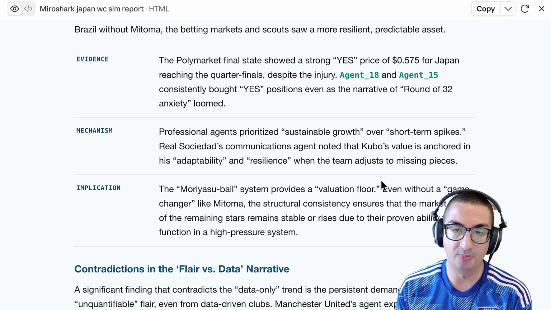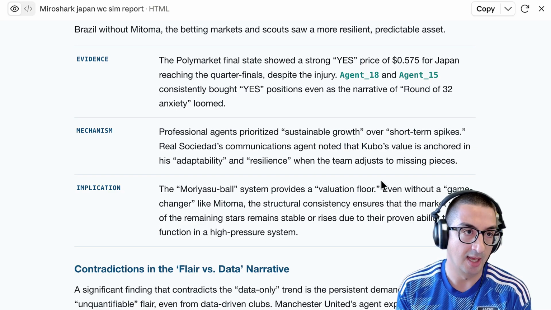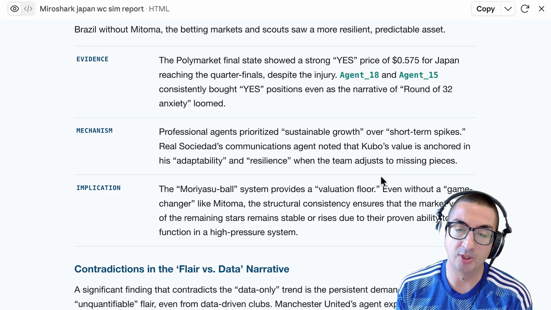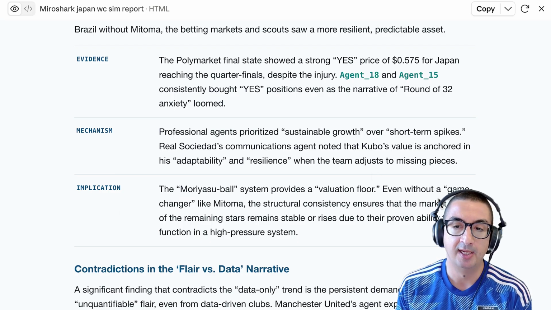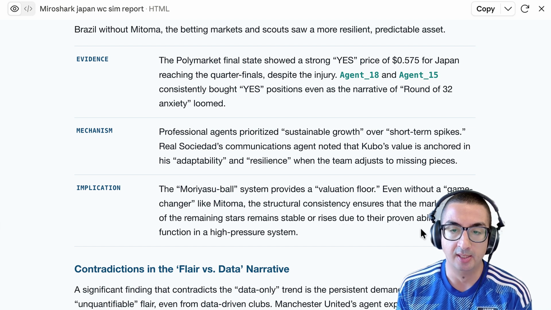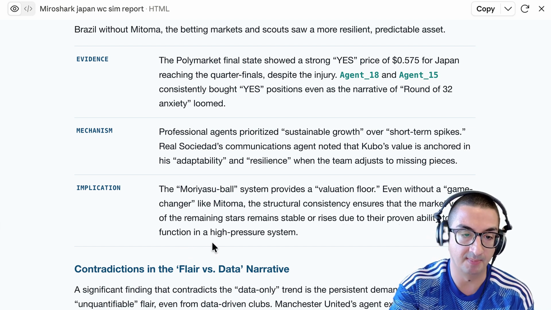Real Sociedad's communications agent noted that Kubo's value is anchored in his adaptability and resilience when the team adjusts to missing pieces. Implication: the Moriyasu ball system provides a valuation floor. Even without a game changer like Mitoma, the structural consistency ensures that the market value of the remaining stars remains stable or rises due to their proven ability to function in a precision system.